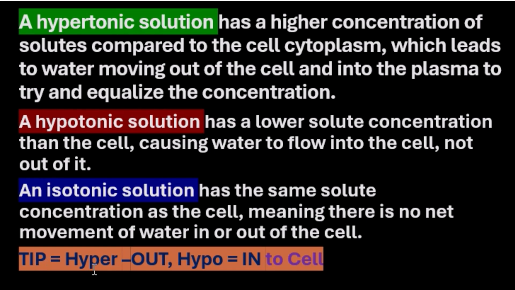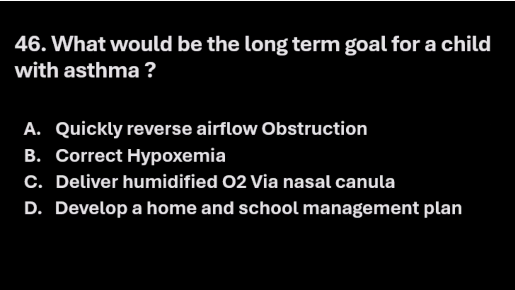So here the tip is hyper out, hypo in to the cell. Remember this: hyper out, hypo in to the cell. These are the tips to remember for the different kinds of solutions, like hypertonic and hypotonic solutions, for exchange between cells and the outer surface.